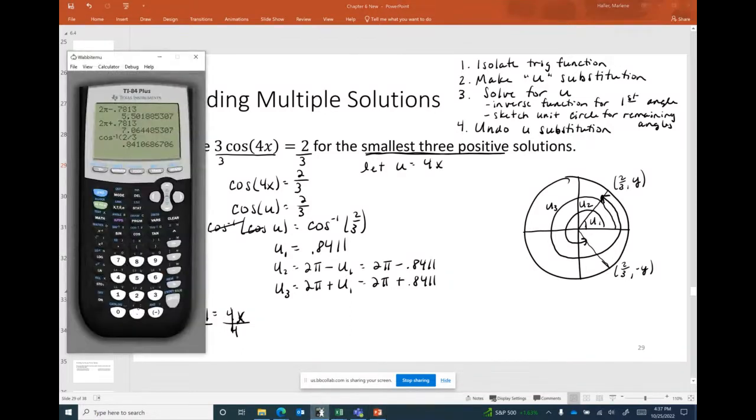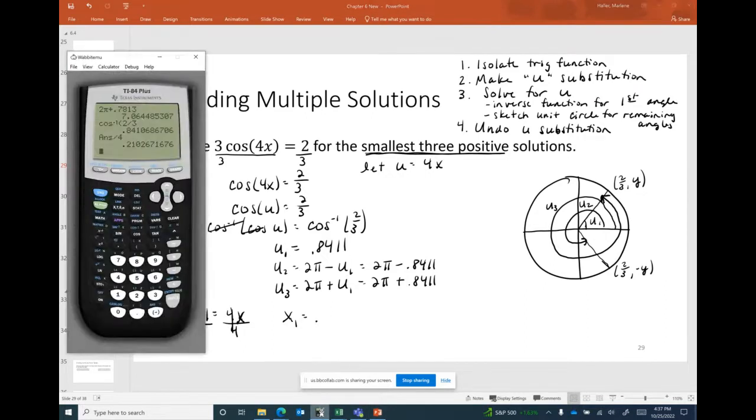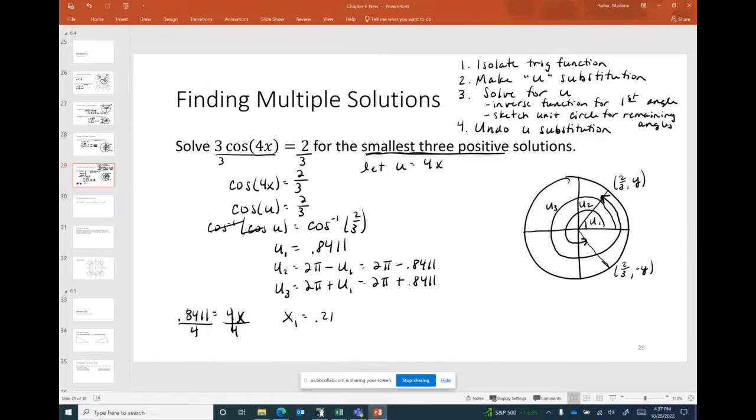So what is that one? There it is. Divided by 4, 0.2103, right? So there's our x sub 1. Oh, what did I say? 0.21 what? 0.2103. All right, so there's x sub 1.